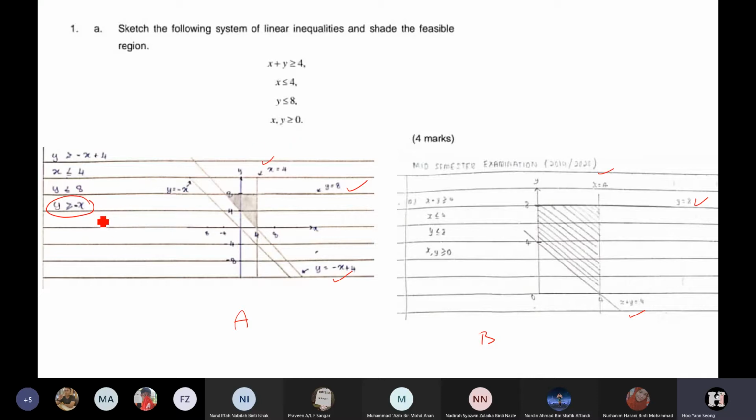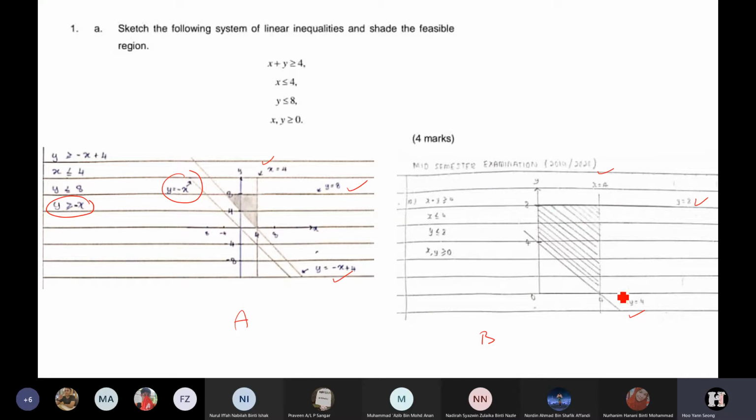Because this one is wrong, this line is extra, so you are not going to be awarded anything. Both are shaded. Whether you shade like this or draw a line doesn't matter, as long as I know this is a shaded region. Actually, this one is the correct answer.